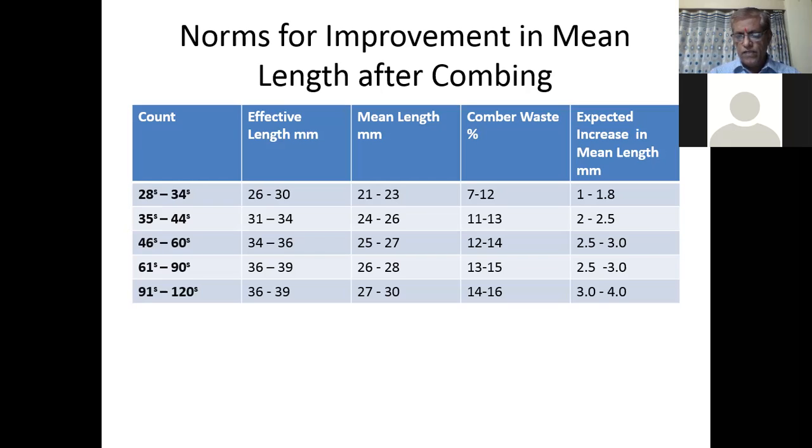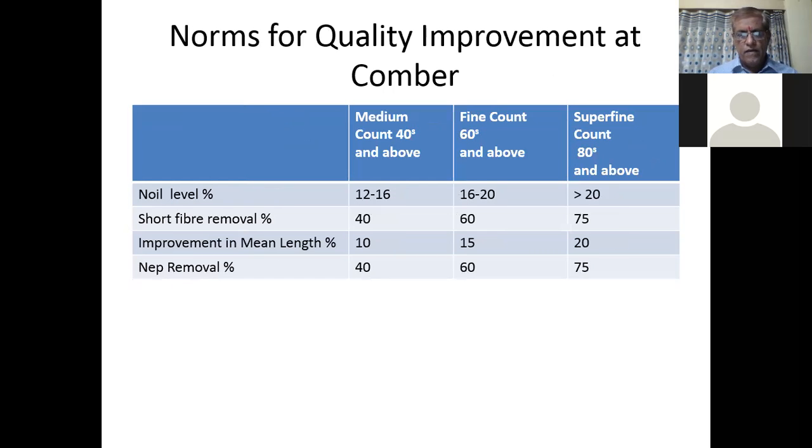So depending upon the comber efficiency, the increase in mean length is only of the order of 2 to 3 to 4 mm. So minimum is 2 mm, maximum is 4 mm. If we are realizing the improvement in mean length of this order, then it means the comber is performing well. Next, we conclude what the norms for quality improvement at comber are.